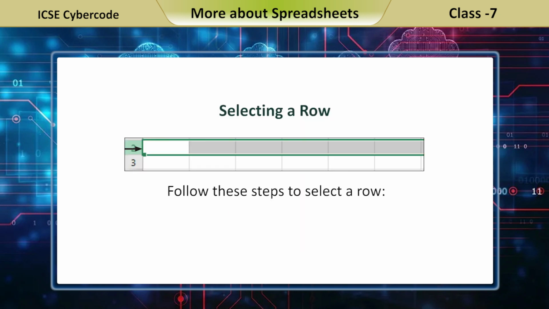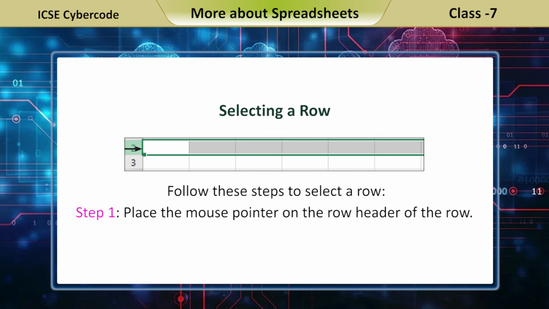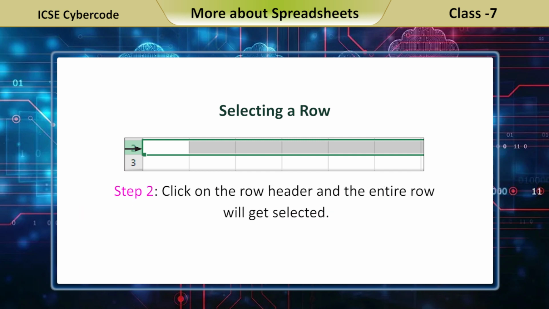Selecting a row. Follow these steps to select a row. Step 1. Place the mouse pointer on the row header of the row. The mouse pointer will turn into an arrow. Step 2. Click on the row header and the entire row will get selected.